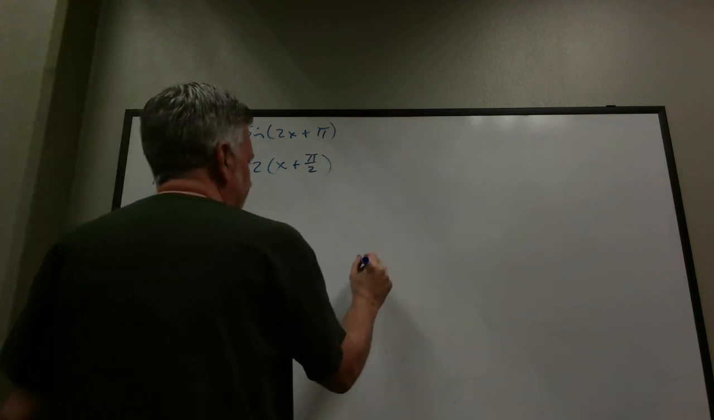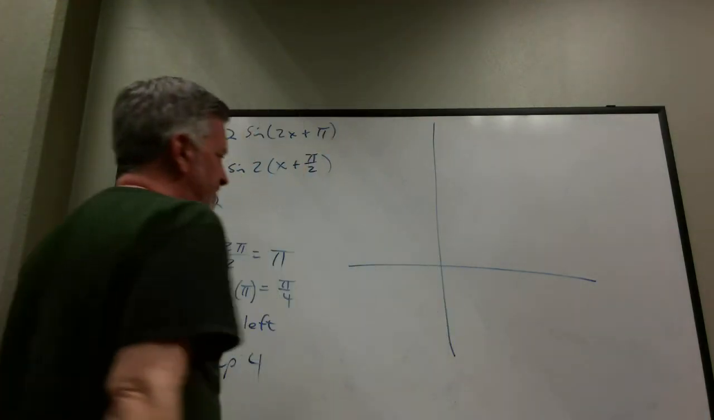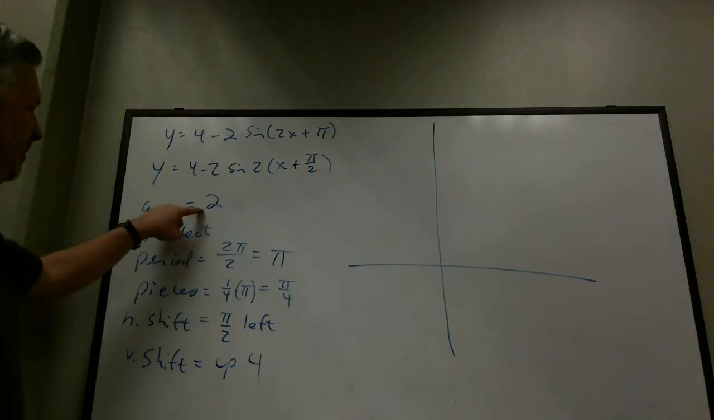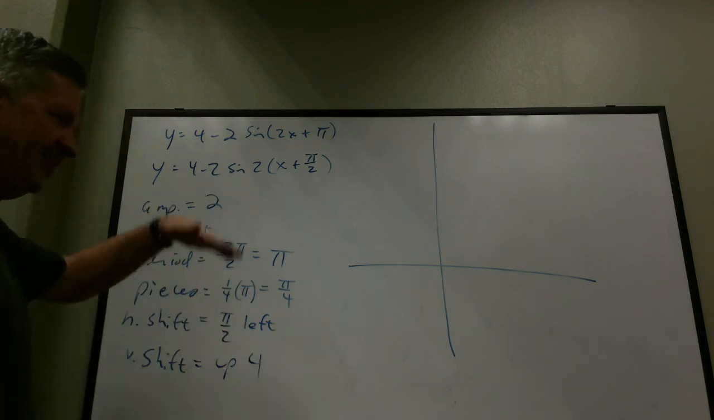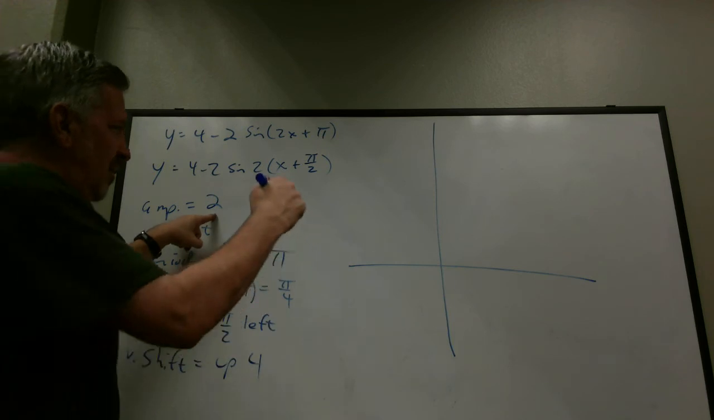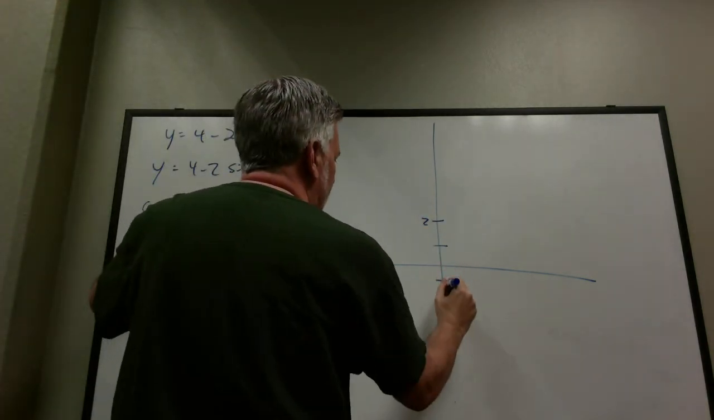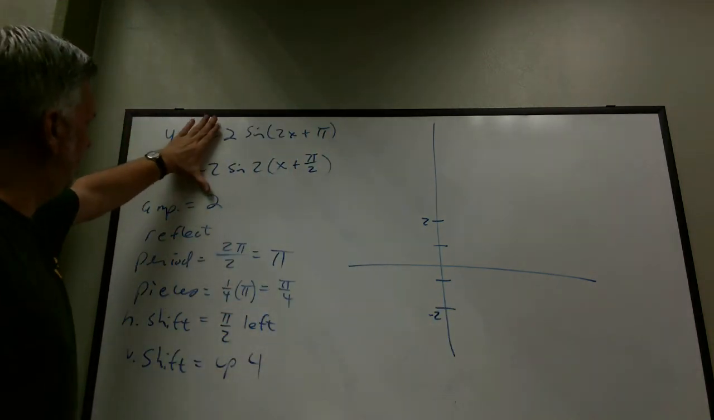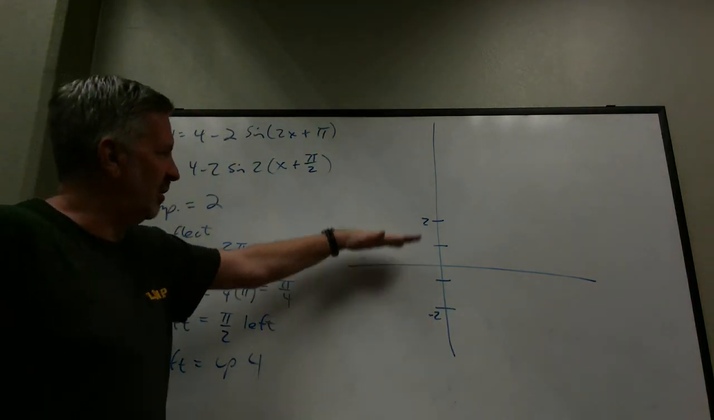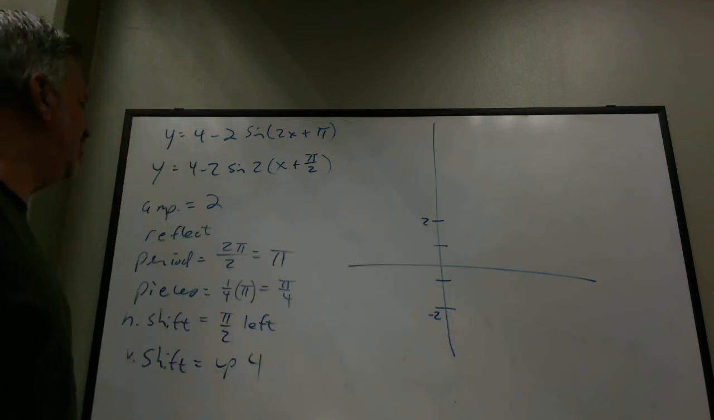Okay, so the amplitude is 2. I'm not doing the vertical shift left. Now I'm going to put a scale. I'm going to have to move up 4, so I'm going to put tick marks here. So the amplitude, so 1, 2, and then minus 1, minus 2. So again, I'm not doing the vertical shift. I'm just doing the graph here without the vertical shift. So we're going to run from minus 2 to 2. And then what's next? Now we do the horizontal shift.